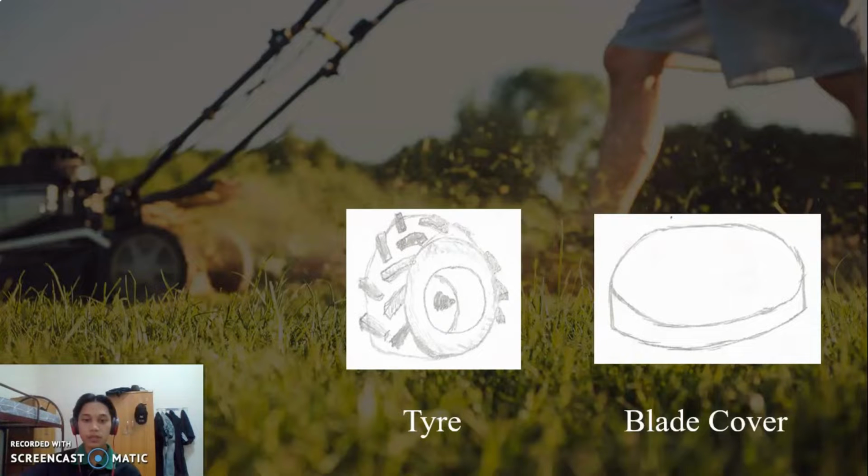The tire tread is designed specifically to give more grip on the ground surface and to move smoothly on rough surfaces. The blade cover between the front and back tires is to prevent the blade from drifting and avoid any unwanted accident.